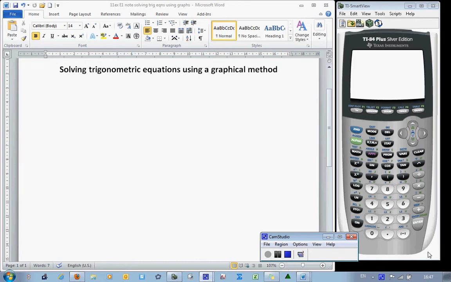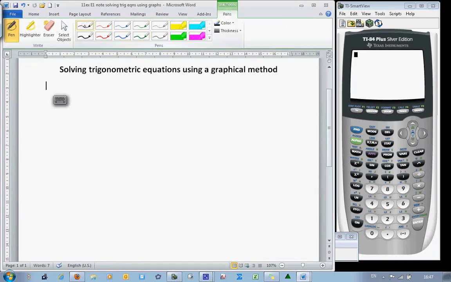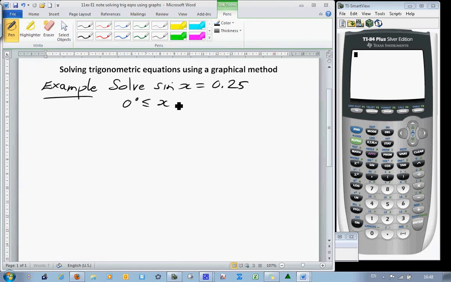In this video we will look at how we can solve a trigonometric equation using the calculator. So let's start with a straightforward example, which will be something like: solve sine x equals 0.25, and we will go from 0 to 360. So notice our domain is in degrees, so the solutions that we give will also be in degrees.